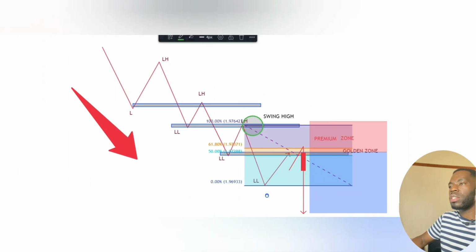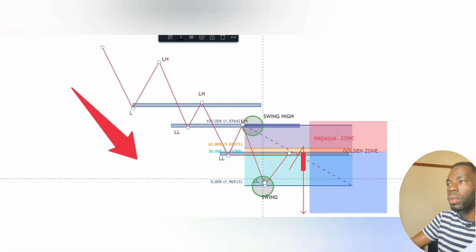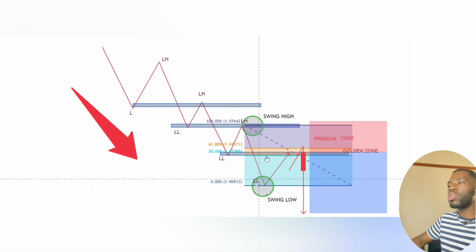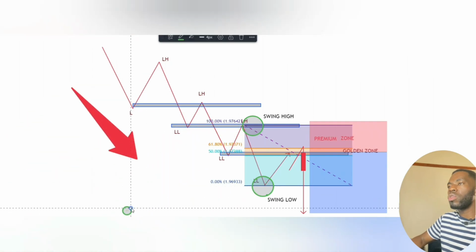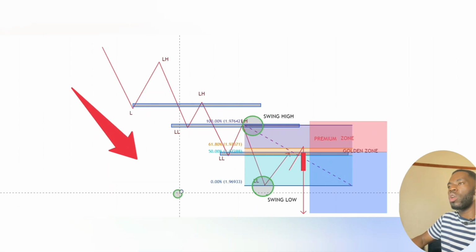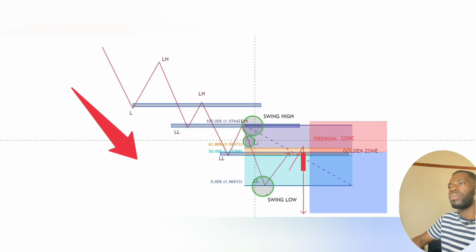Hold on a second, I want to just mark that out also. This is the swing low. This would be your swing low. So in a bearish market, you drag your Fibonacci tool from the swing high to the swing low. In a bullish market, you drag it from the swing low to the swing high. So in this case, we dragged it from swing high to the swing low. That is very important.